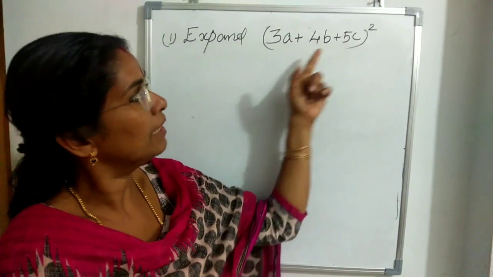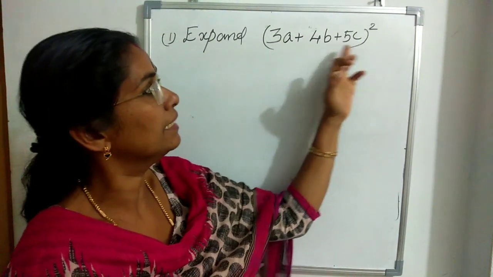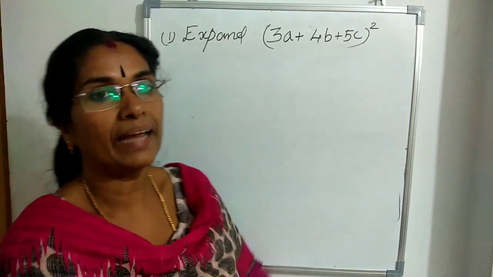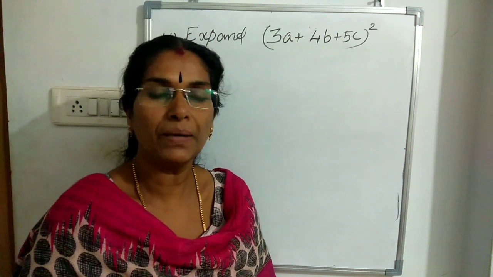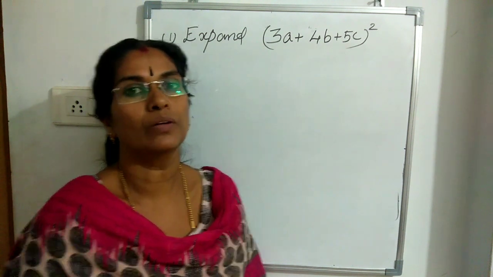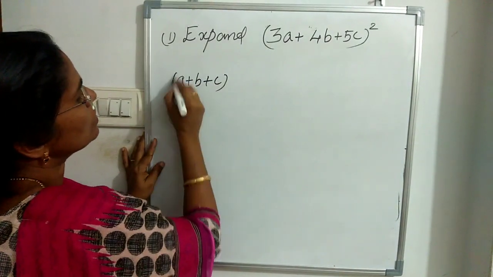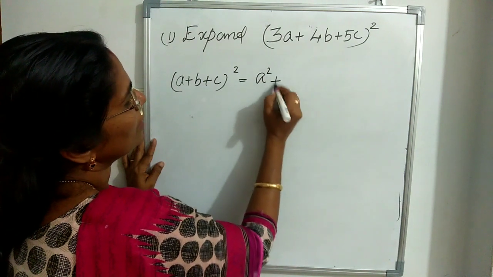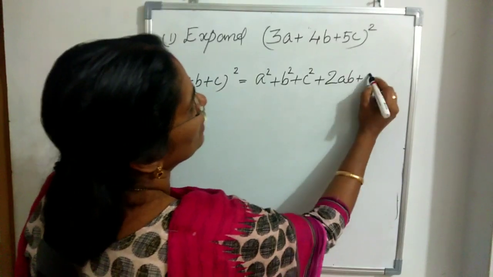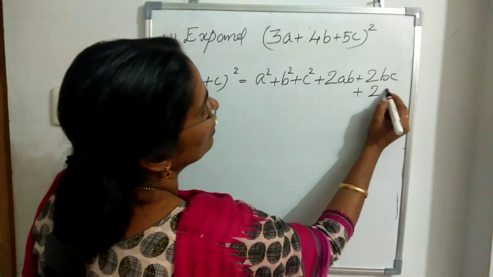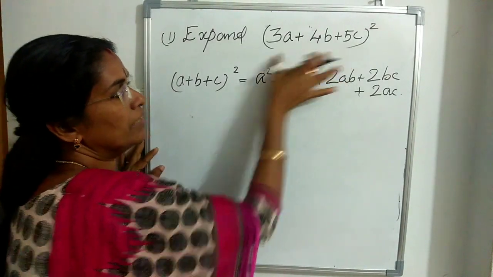Last year also we learned the square term, that is (a plus b) whole square, where only two terms are there. But here it is three terms. So we know the identity we have to use to expand is (a plus b plus c) whole square. First you have to write the identity: (a plus b plus c) whole square is equal to a square plus b square plus c square plus 2ab plus 2bc plus 2ac. First you have to write the identity. After that the given question you have to write here.